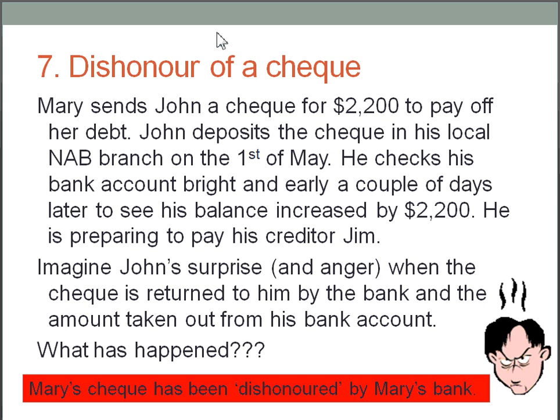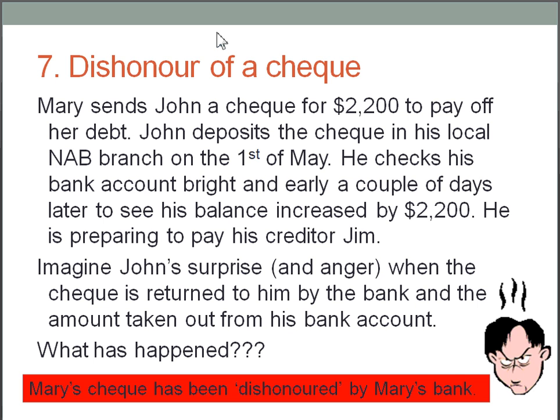Dishonor of a check. Mary sends John a check for $2,200 to pay off her debt. John deposits the check in his local bank. He checks his bank account bright and early a couple of days later to see his balance increased by $2,200. He is preparing to pay his creditor Jim.